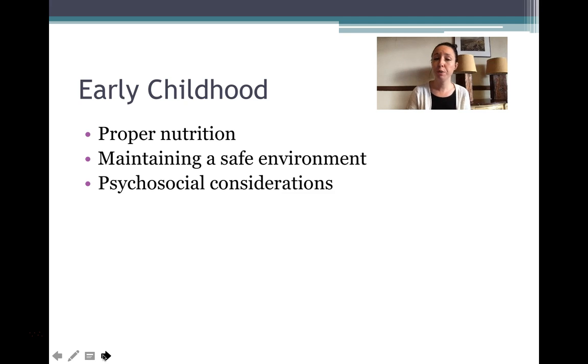Early childhood, really important prevention, proper nutrition, maintaining a safe environment away from abuse or possible dangerous situations, including, again, exposure to lead, those types of things, and then other psychosocial considerations. Again, making sure there's adequate support and stimulation in the environment.